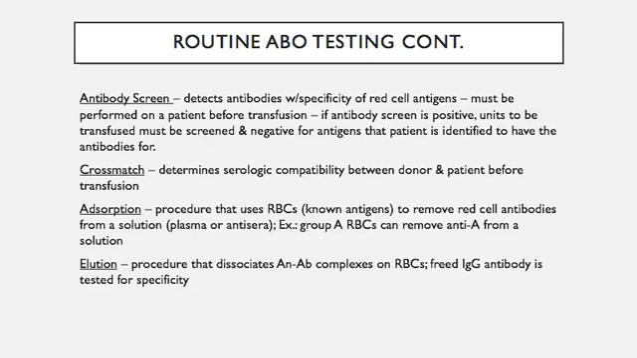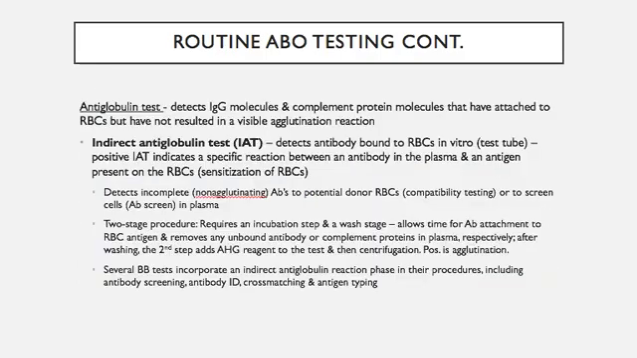An antiglobulin test detects IgG molecules and complement protein molecules that have attached to red cells but have not yet resulted in a visible agglutination reaction. This can be done with an indirect antiglobulin test, also referred to as an IAT. It detects the antibody bound to red cells in vitro.